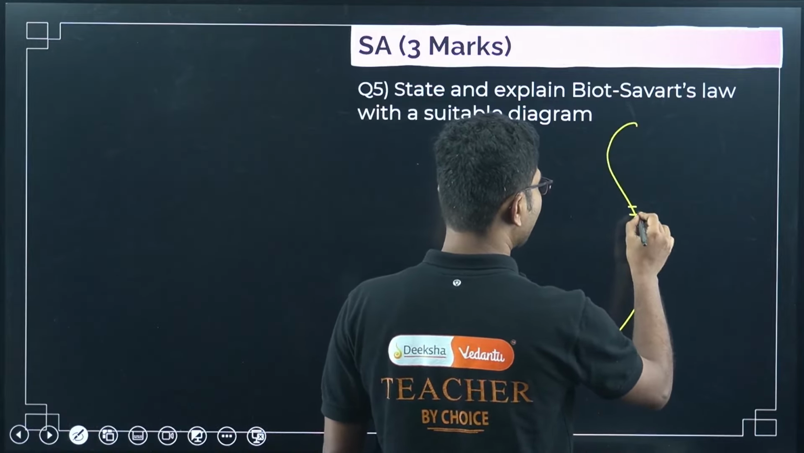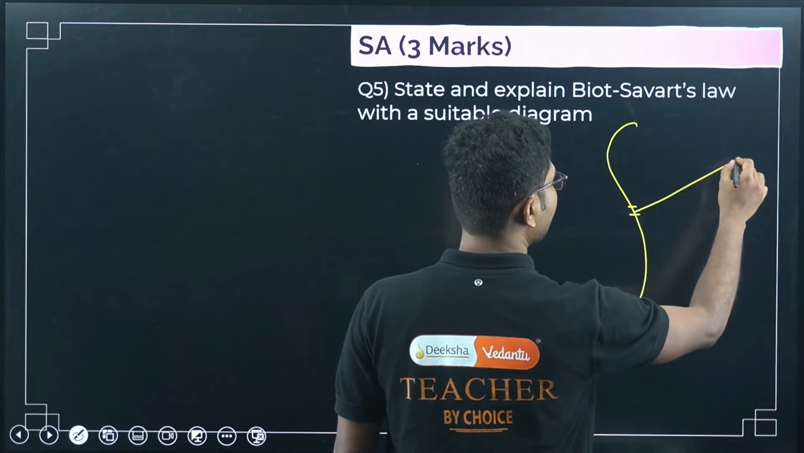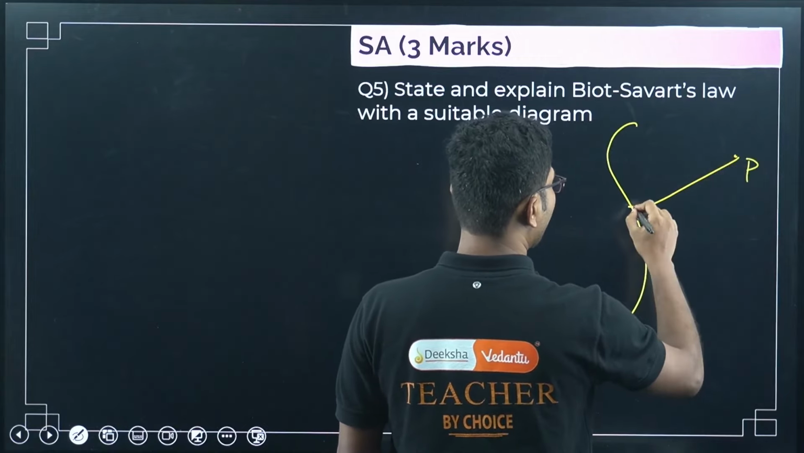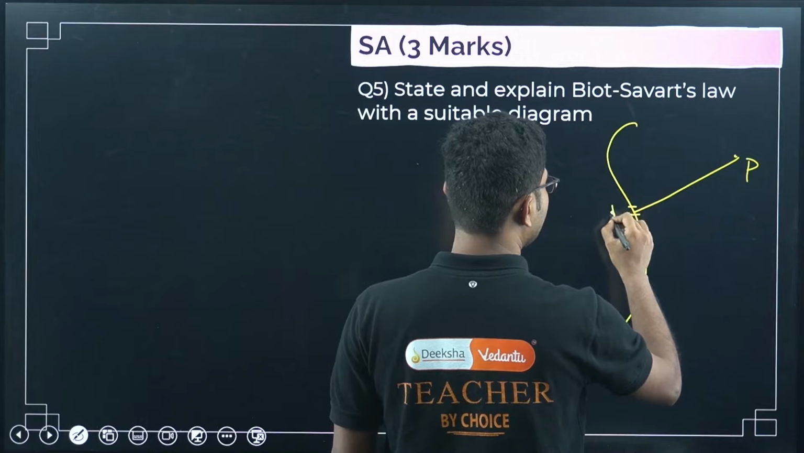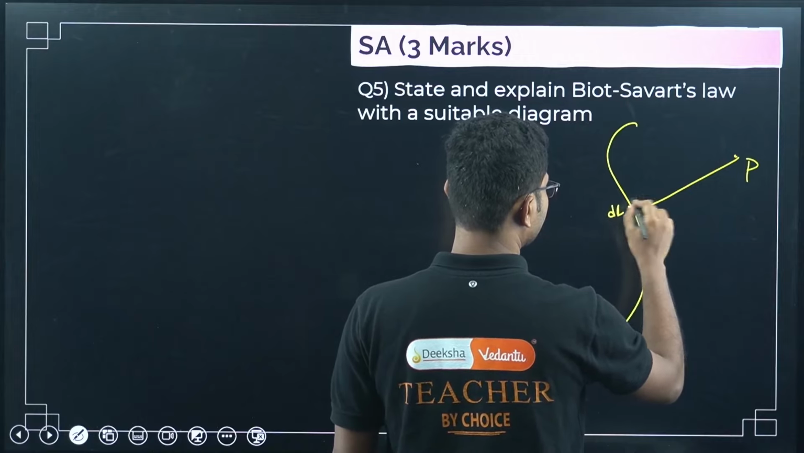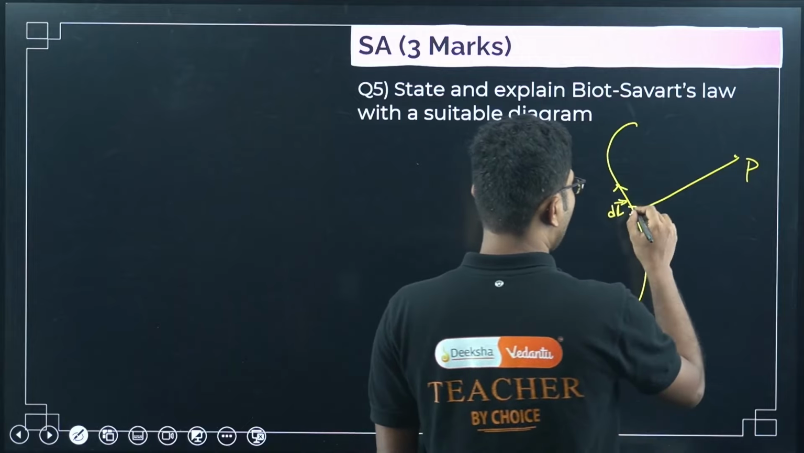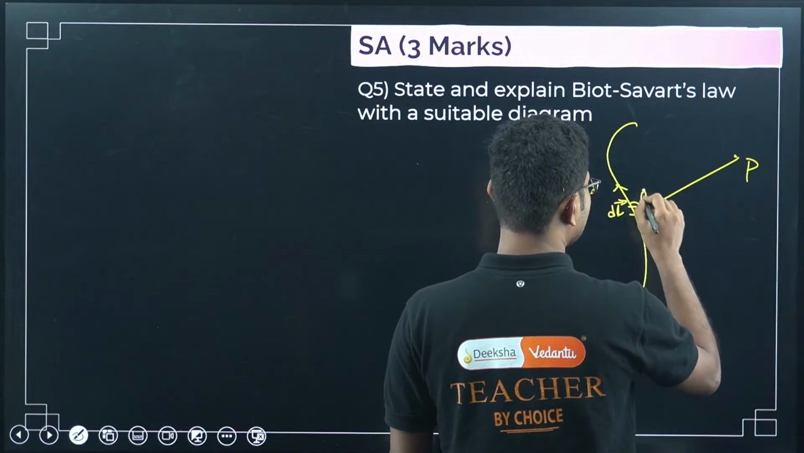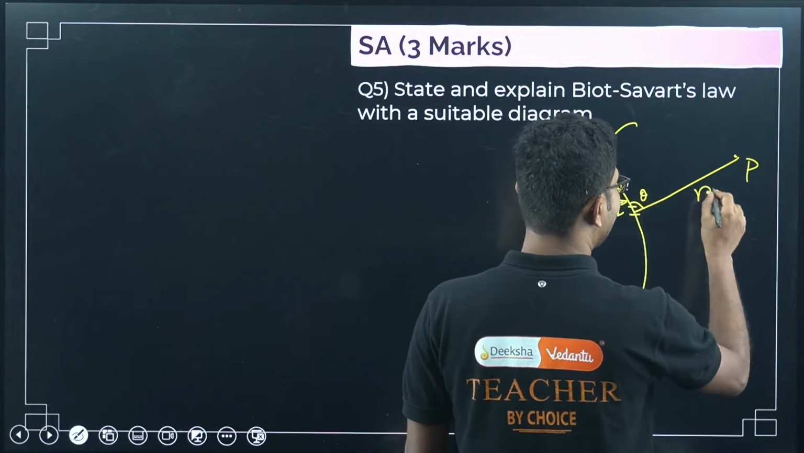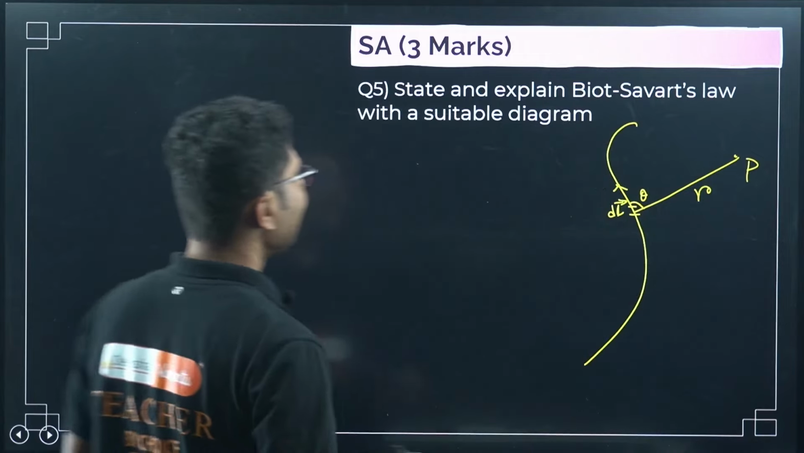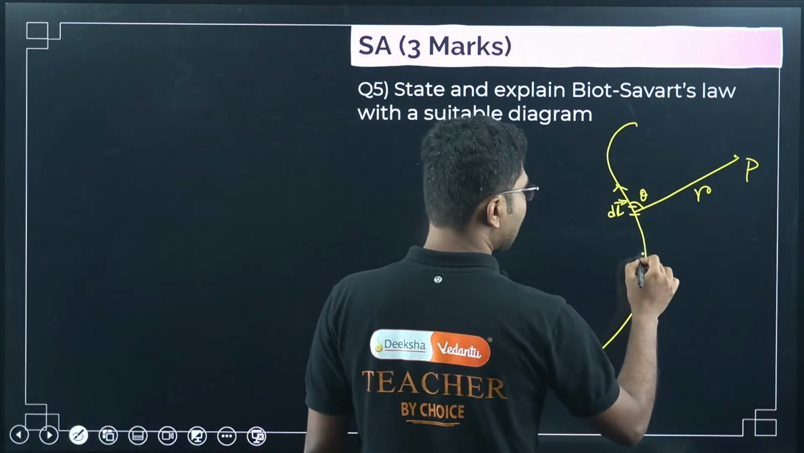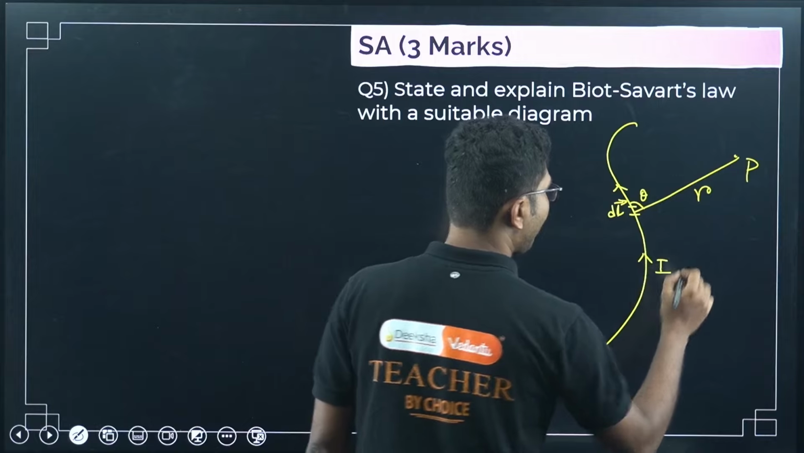You take a small portion of this, then you take this point P, some point P. Okay, then you say this is the length dl. This is the direction of current. You say this is the vector dl, this angle is theta, and this distance is r. Now the current flowing through this conductor is I.